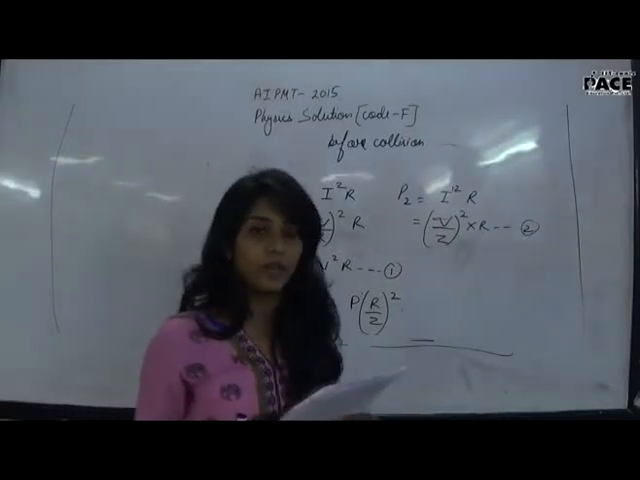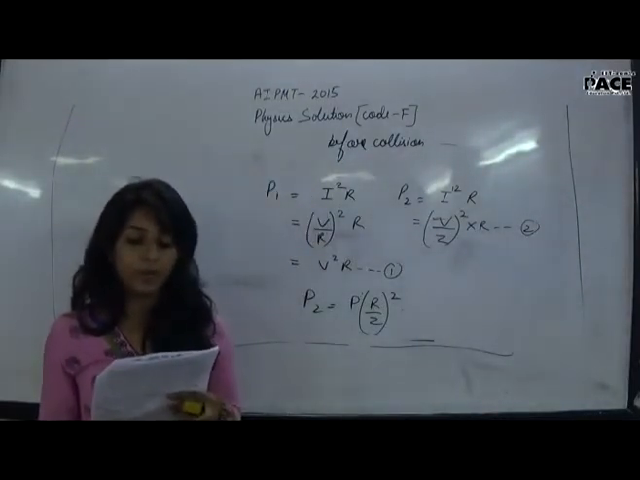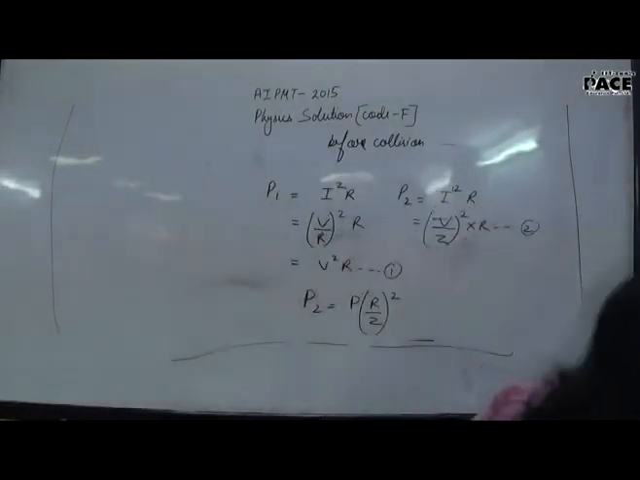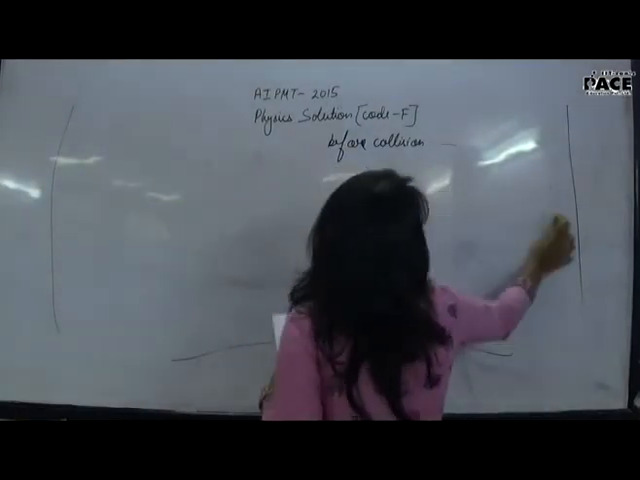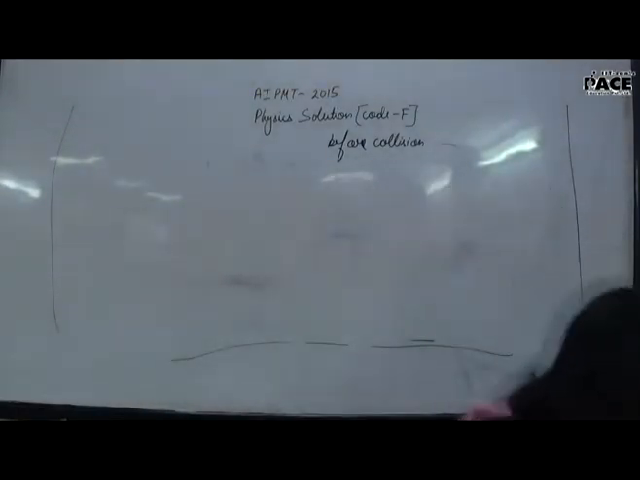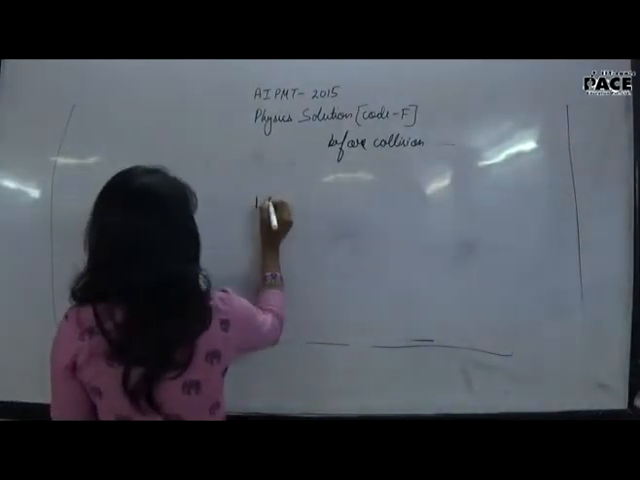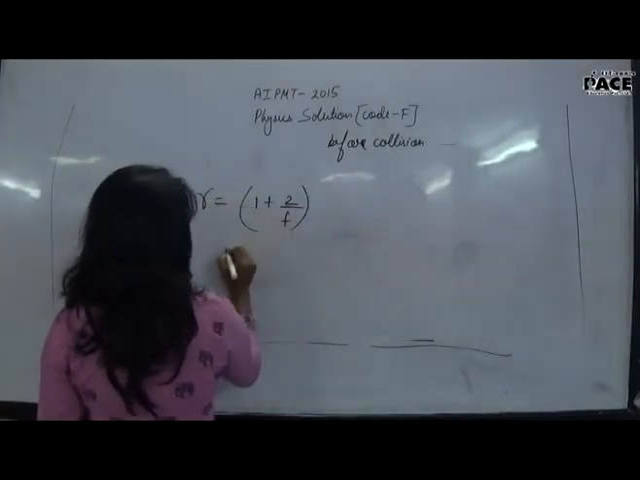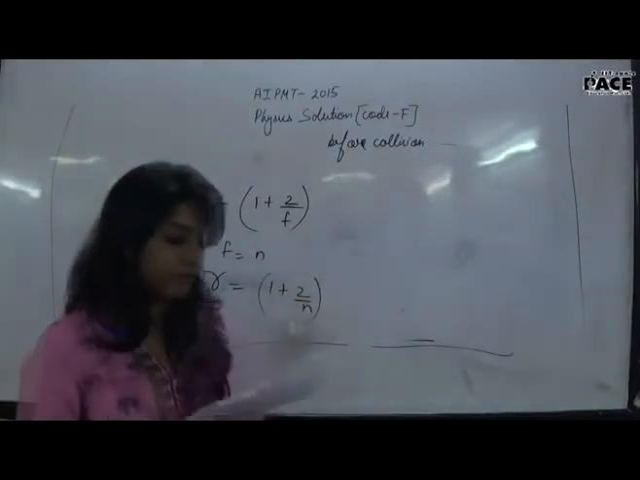Question number 169: the ratio of specific heats Cp by Cv equals gamma, in terms of degrees of freedom f is. We all know the formula of gamma in terms of degrees of freedom. It is gamma equals 1 plus 2 by f.